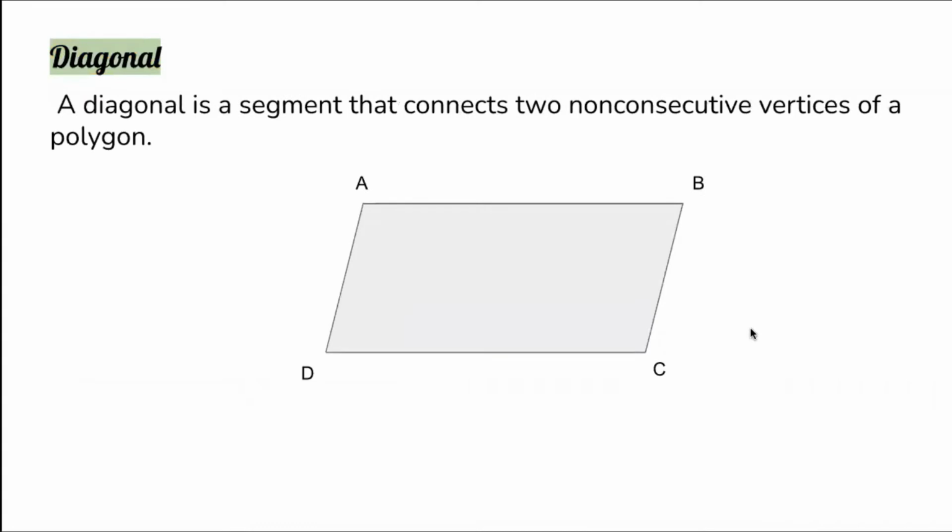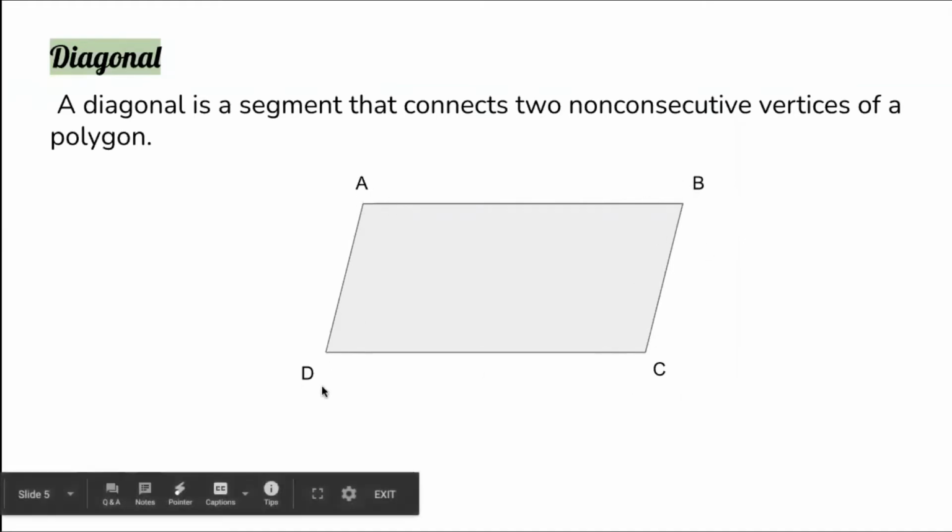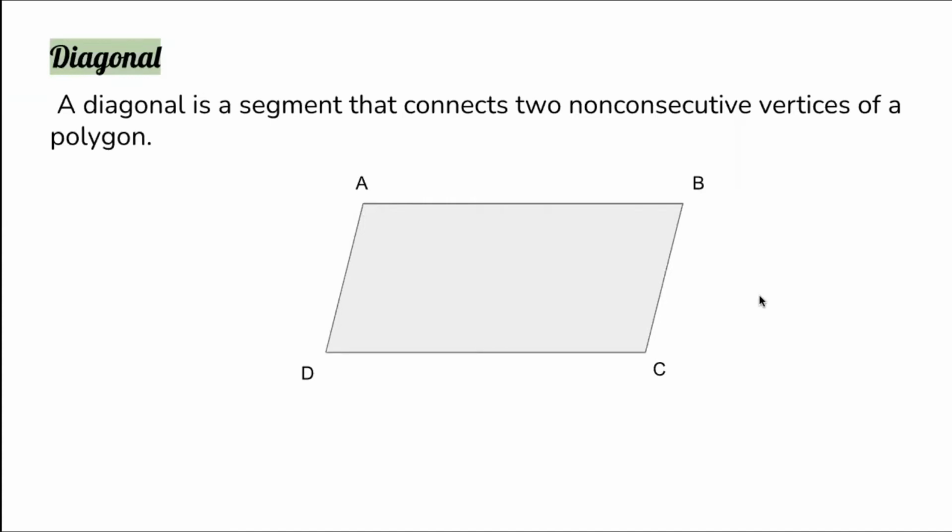Now, another item that we're going to use to create proofs and to do other types of applications is what we call a diagonal. A diagonal is a segment that connects two non-consecutive vertices of a polygon. So here we're looking at our polygon. It's a parallelogram, a quadrilateral. Vertices, if you remember, are the corners of our polygon, or our shape. Non-consecutive means that they're not right next to each other. So here's my first diagonal.